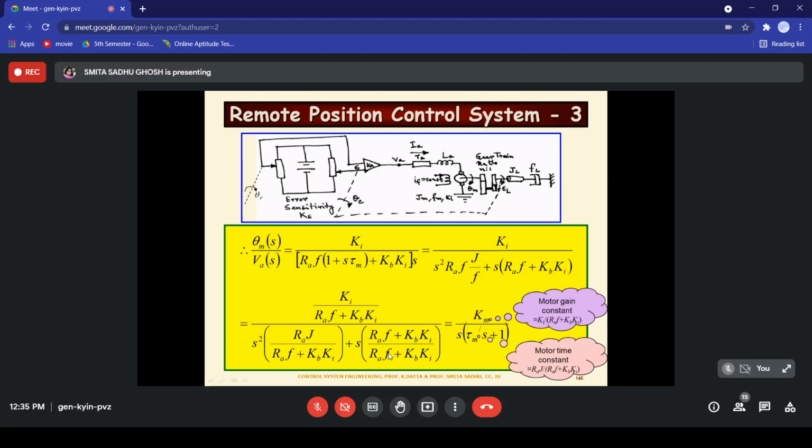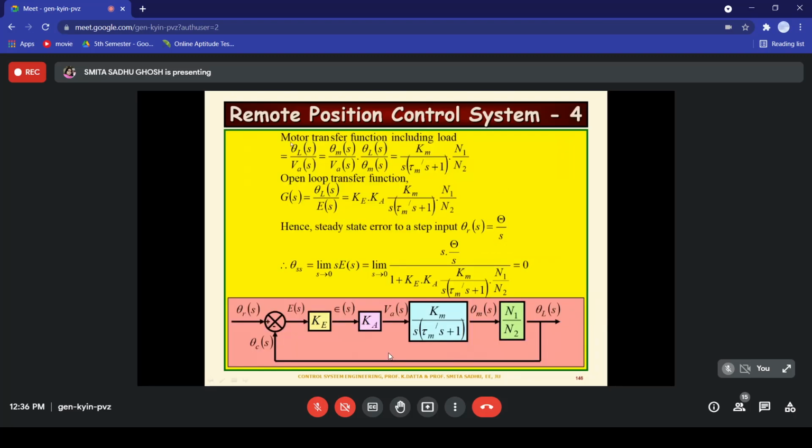Now to complete the overall system, this dotted line that is shown as the feedback has also to be taken into account. We see that theta L is actually coupled to theta C, whereas theta L and theta M are not the same. So we have to find the relation between theta M and theta L, and then we would be able to complete the overall block diagram. Theta M by VA is given by this. If we were to find theta L by VA, we would have to take the appropriate gear ratio. So the motor transfer function including load means theta L by VA is what we want.